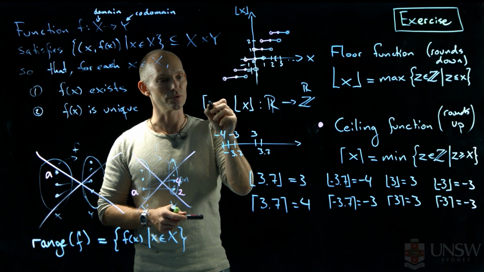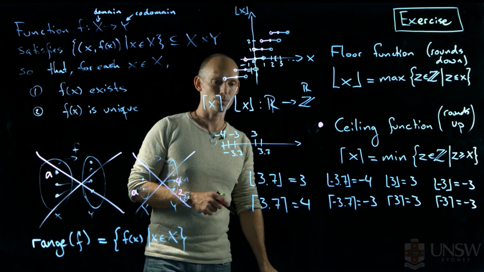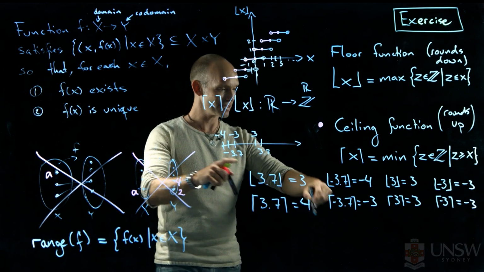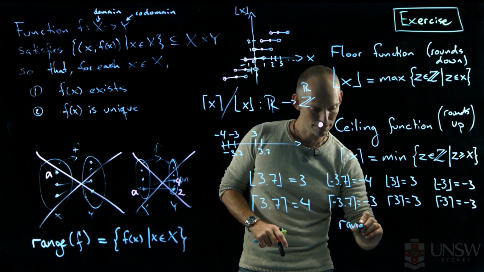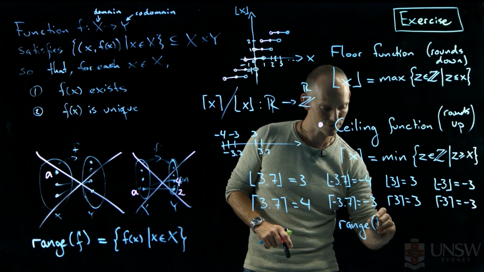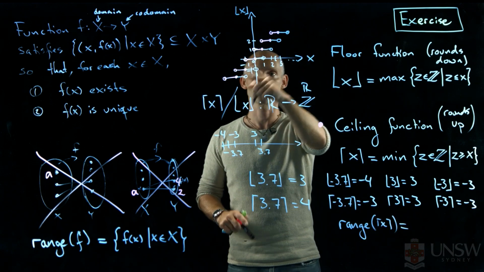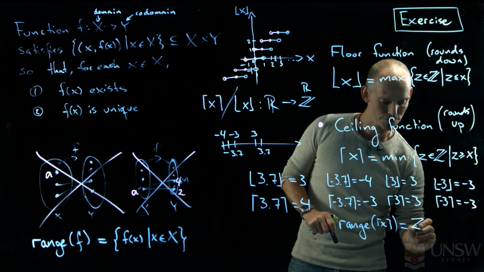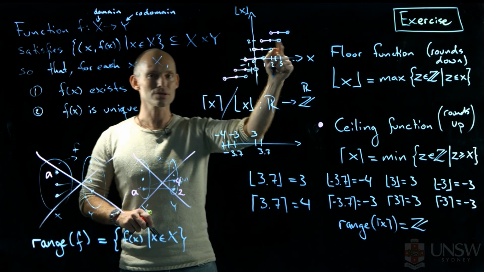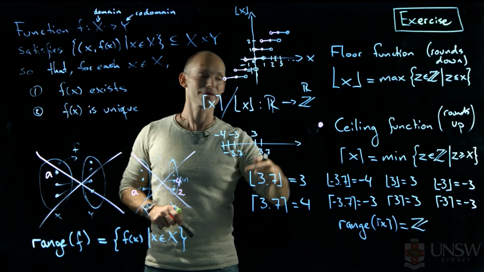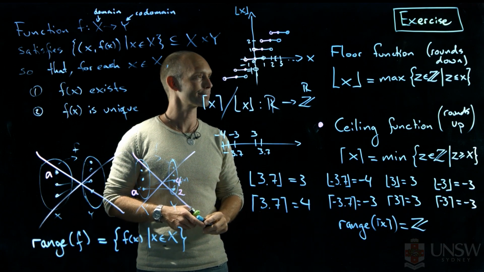And the same would be true for the ceiling function. Now, what's the range of these functions? I'm running out of space, but the range of each of these functions, like for instance the ceiling, is just, well, what is it? It's all the integers, because they are all the function values that we get. Any integer is a function value of itself, so the range is exactly the whole set of integers.